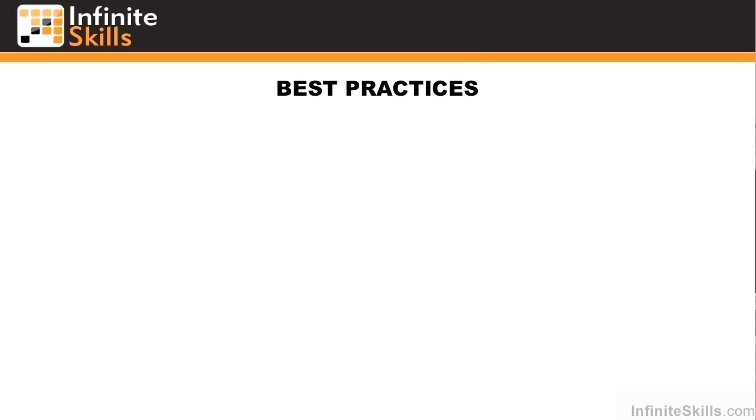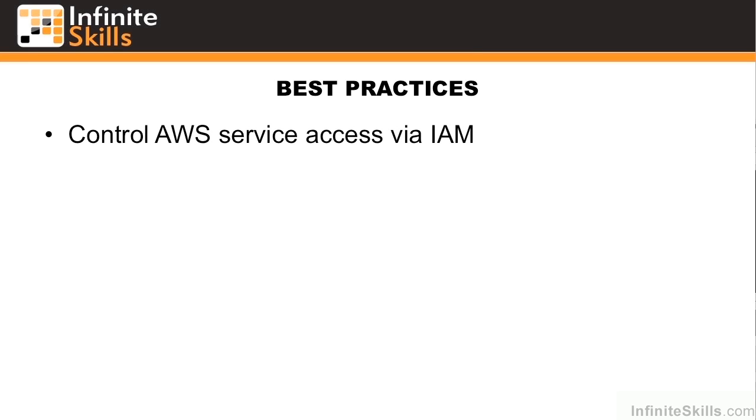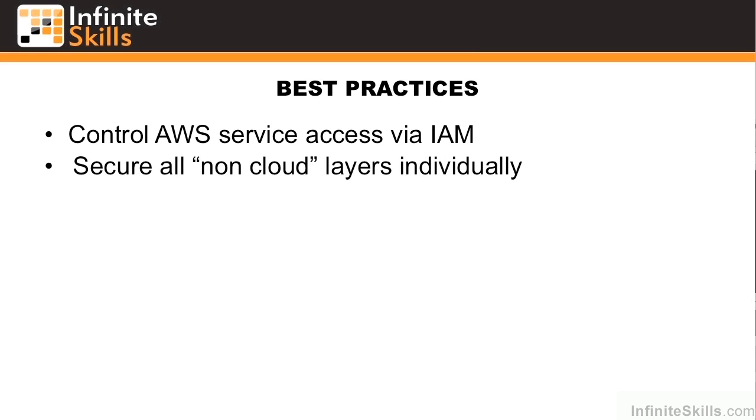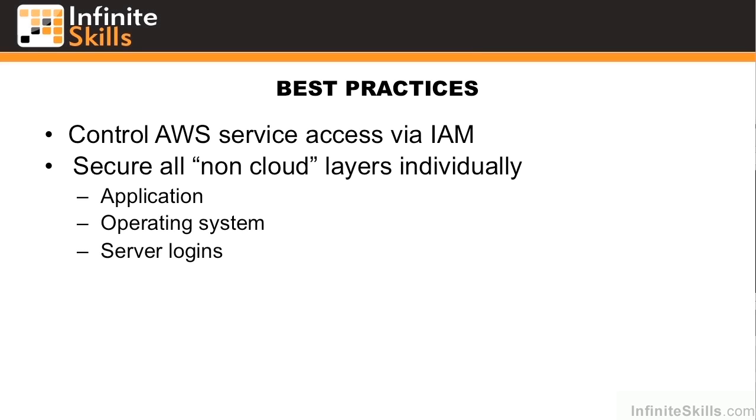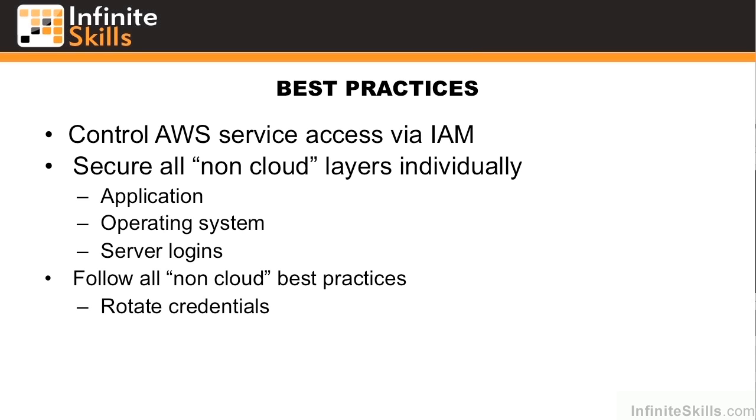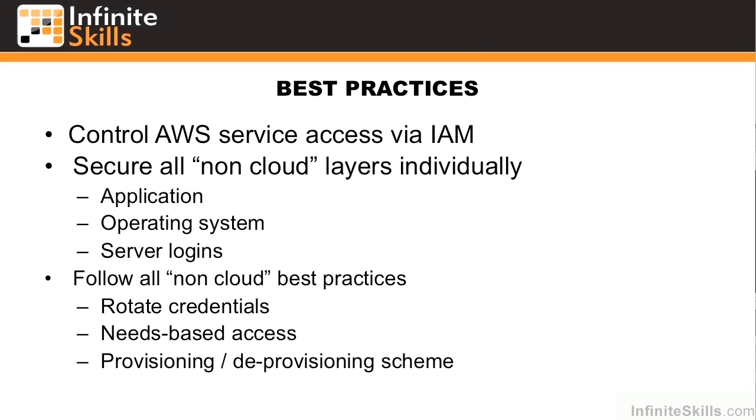Some of the other best practices to look at. Try to control AWS service access via IAM. Try to secure all non-cloud layers individually, and maybe even have concentric layers of security in your application, operating system, and server. Again, trying to follow all non-cloud best practices, such as rotating credentials, providing needs-based only access, and provisioning, deprovisioning users as they come and go from your organization.